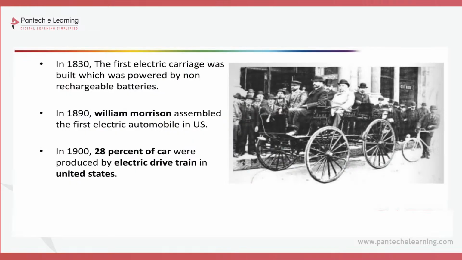The next one is 1830. In 1830, the first electric carriage was built with non-rechargeable batteries. So this is the carriage, which used non-reusable batteries, single-use type batteries. Using this, in 1890, William Morrison assembled the first electric automobile in the US.